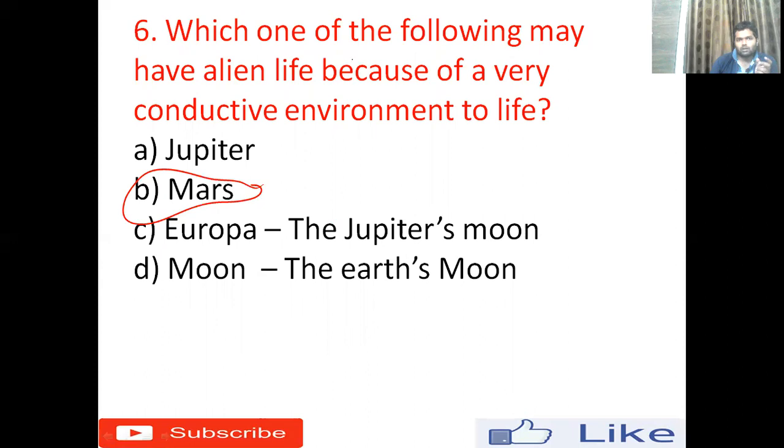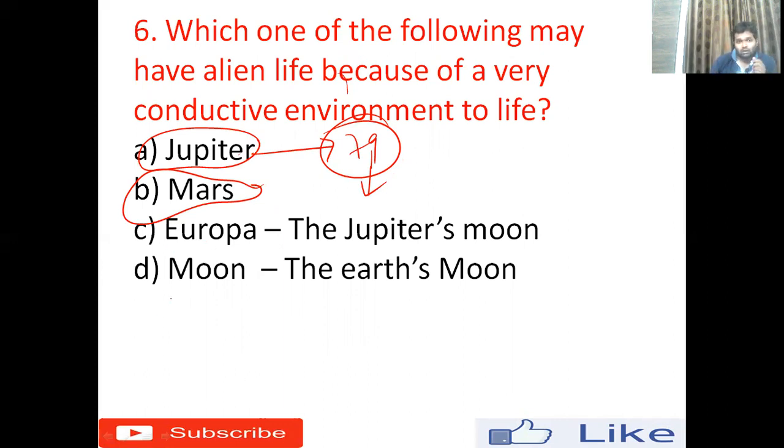How about Jupiter? Jupiter is another planet in our solar system. It basically contains a total of 79 moons. Next one is Europa, that is Jupiter's moon. Jupiter, as I said, has 79 total moons. Out of that, Europa is one of the moons. If you go to Jupiter, you can see 79 moons.